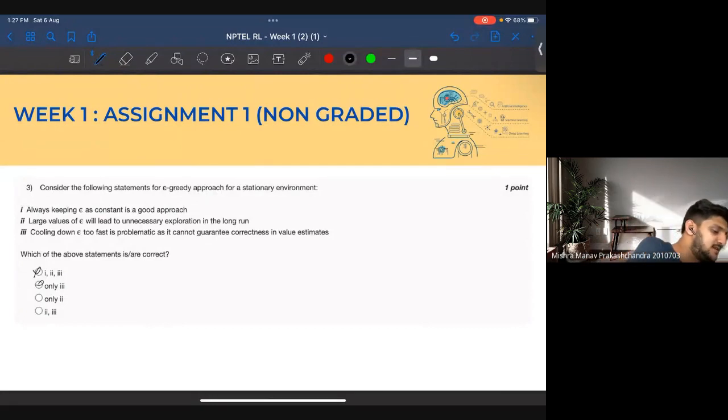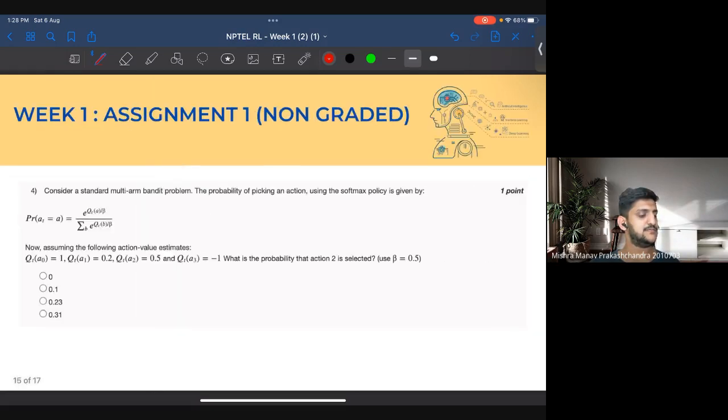So this option can be true. Let's look at option three. Cooling down epsilon too fast is problematic, as it cannot guarantee correctness in value estimates. Again, that is correct. If you cool down epsilon too fast, you're favoring exploitation more, so you haven't probably explored the environment well. So this is problematic, and it cannot guarantee correctness in value estimates. This is also correct. So the correct answer here is option four. Sorry, this is option three.